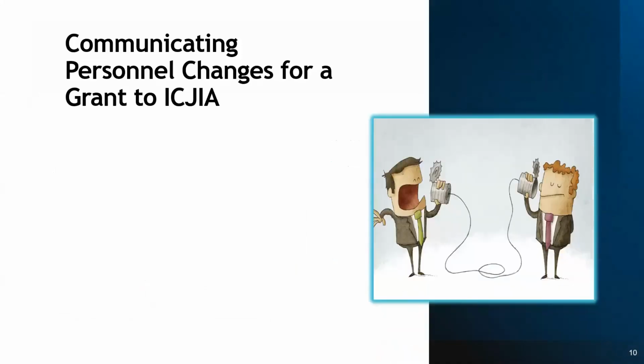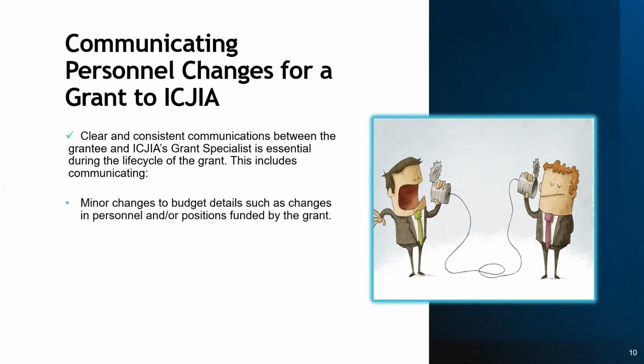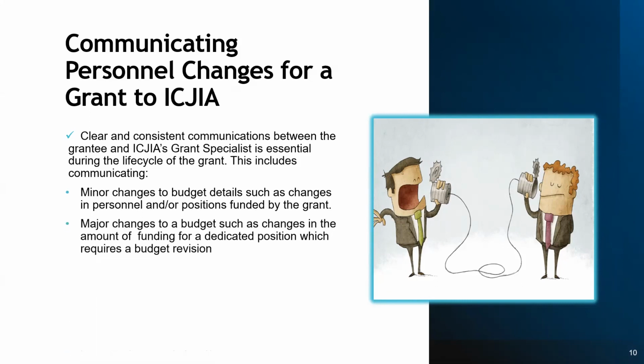So one of the key aspects of compiling and supporting fringe and payroll related expenses is communication. The communication should be clear and consistent between the grantee and ICJIA's grant specialist. This is essential during the life cycle of the grant. This includes communicating minor changes to budget details, such as changes in personnel and/or positions funded by the grant. Major changes should also be indicated to budget, such as changes in the amount of funding for a dedicated position, which requires a budget revision.